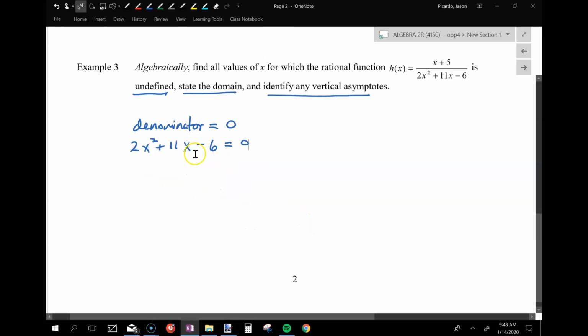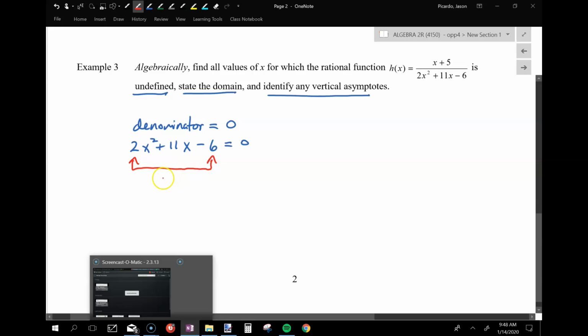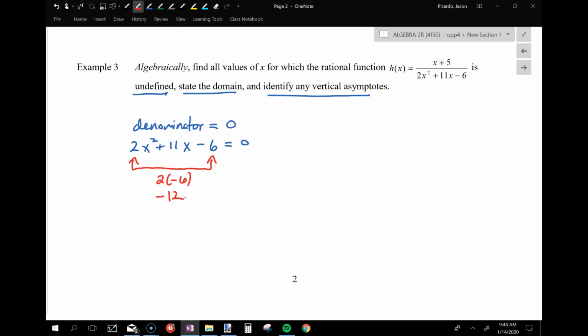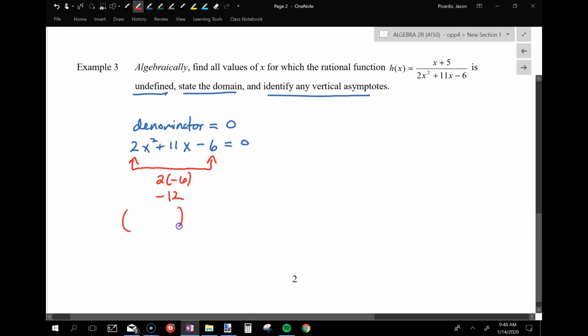How many terms do I have? 3. That sounds like a trinomial, right? But what do you notice about this term? It's a 2, so that makes it an AC method, right? So I need two numbers that multiply to be negative 12, that when added together gives me 11. What are the numbers? 12 and negative 1. Well, we know where to put those. 12 and negative 1. Got those.